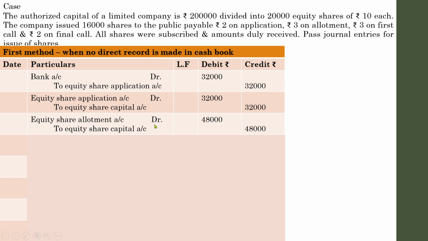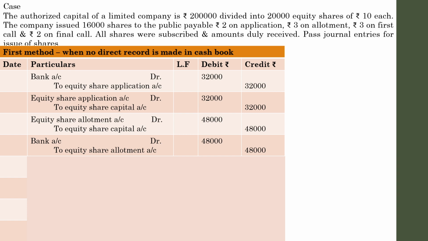Next one, the payment has been received. So the entry will be bank account debited to equity share allotment, same amount 48,000. The narration with regard to this particular entry will be: being allotment money received on 16,000 shares at rupees 3 per share. So we have received the money of allotment.